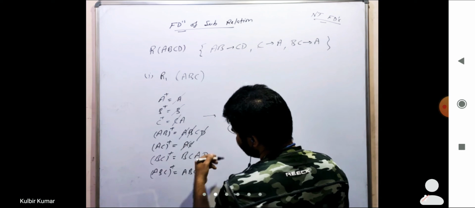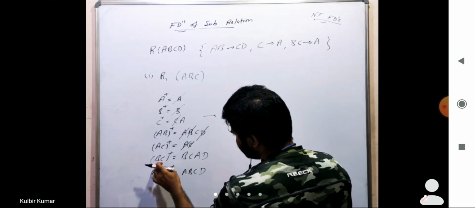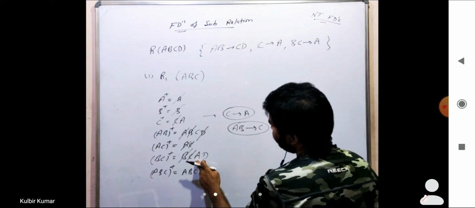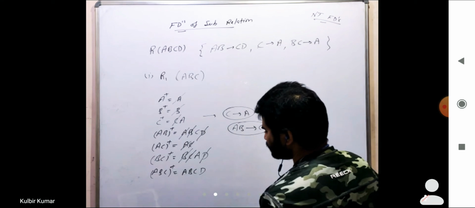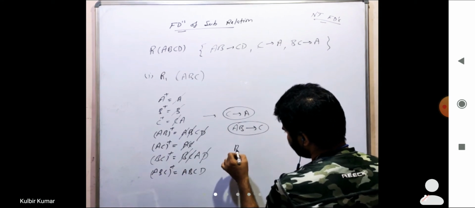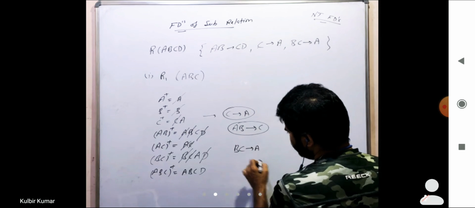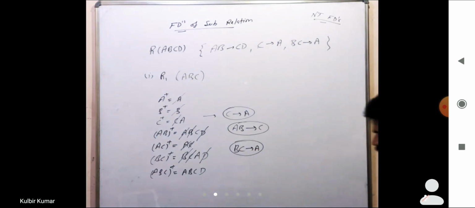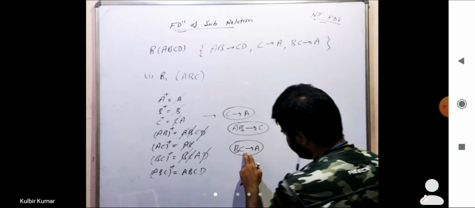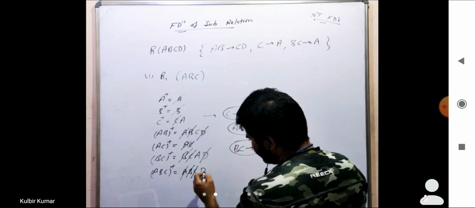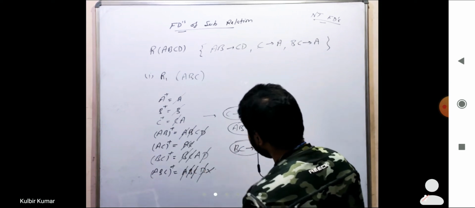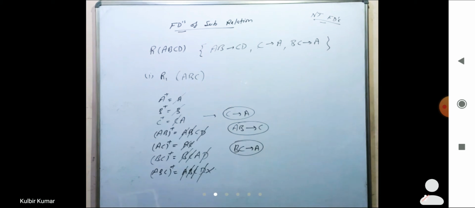What about the next one? AC goes to AC is the trivial case. We cannot take this one. BC goes to B and C, and we can take A. D we cannot take, because it doesn't belong to the relation. So BC goes to A is a possible case, and it is non-trivial also. What about this one? A, B, C trivial, and D we cannot take, so we cannot take this functional dependency. So finally, these are the functional dependencies: AB goes to C and BC goes to A.